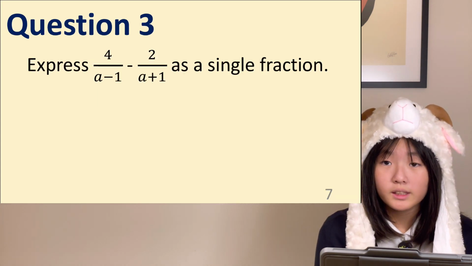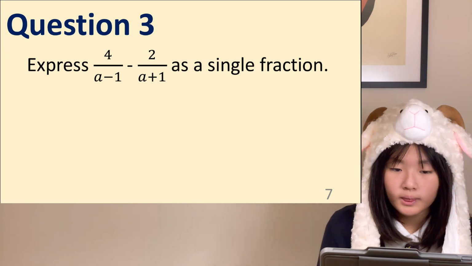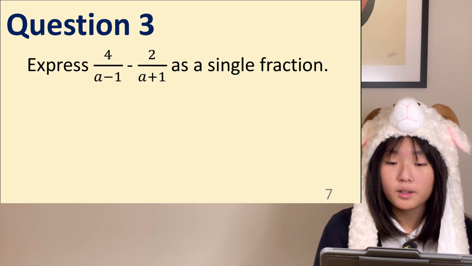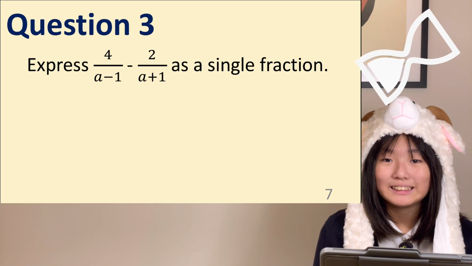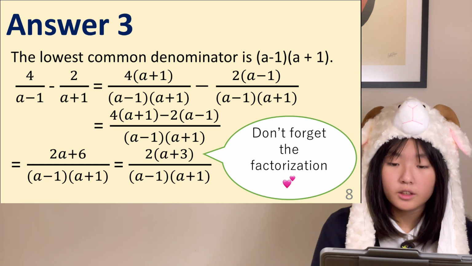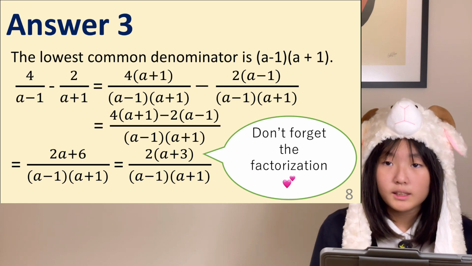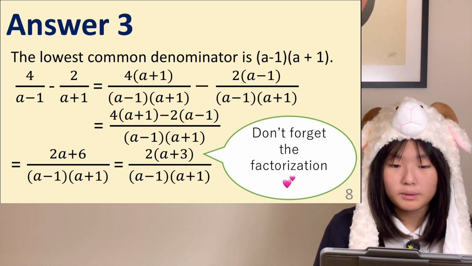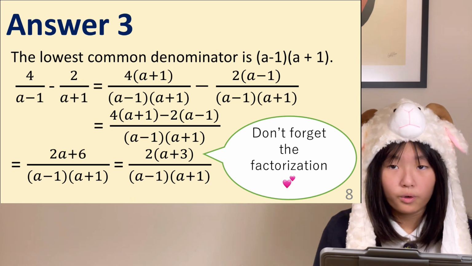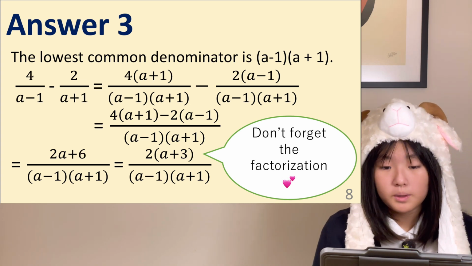Now I'll give you another question to test how well you understand how to subtract algebraic fractions from each other. Express 4 over a minus 1 minus 2 over a plus 1 as a single fraction. The lowest common denominator for a minus 1 and a plus 1 is brackets a minus 1 multiplied by brackets a plus 1. So you need to multiply brackets a plus 1 to 4 over a minus 1 and a minus 1 to 2 over a plus 1.